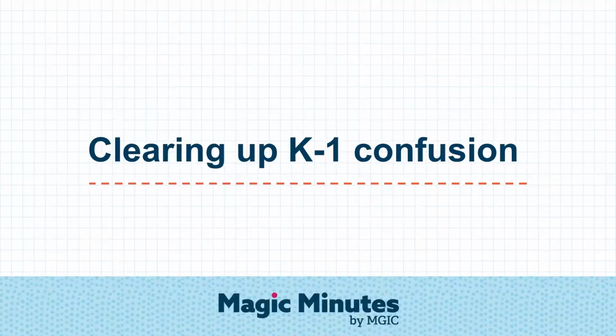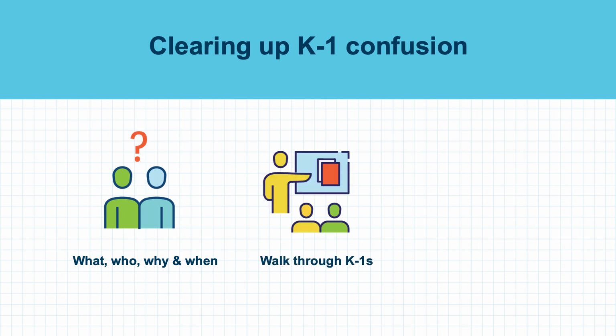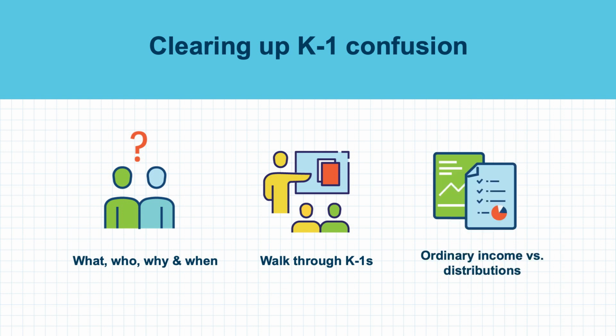In this short tutorial, we'll discuss why K-1 income is difficult to understand and try to help clear up K-1 confusion. We will start our discussion about K-1s by defining what this form is, who receives it, why we need to review it, and when we can use this income. We will then take a walk through the partnership and the corporation K-1s. Lastly, we'll discover the difference between ordinary income versus distributions.